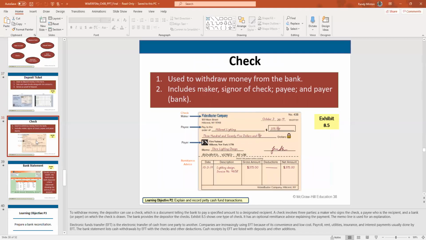This is what a check looks like. I know there's a question on who the people are on a check. And of course, there are three of them. There's the maker, in this case, Video Buster Company. They're the ones that made the check. Then there's who's going to be paid. The payer is coming out of First National Bank. That's where they have their banking account.